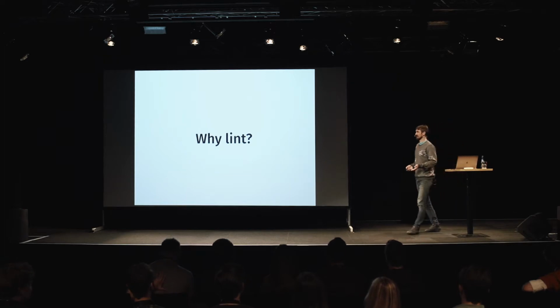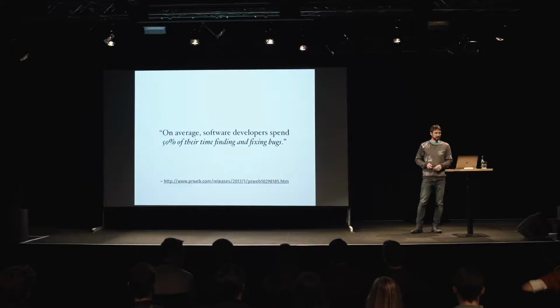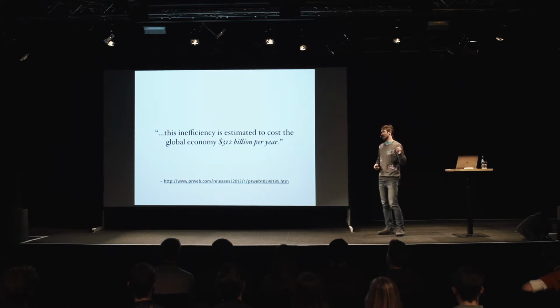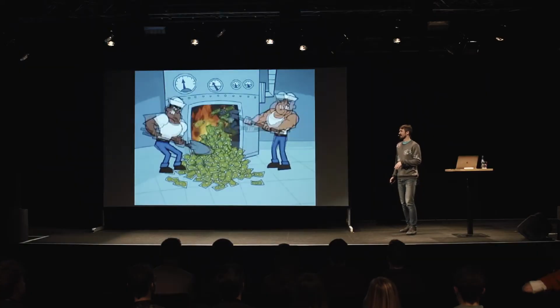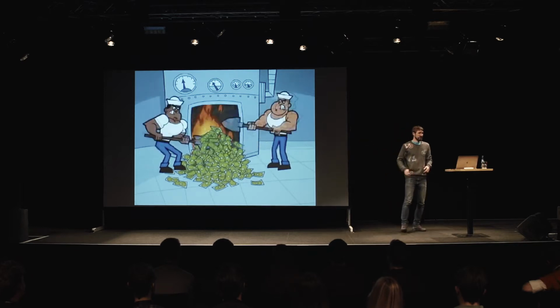So why should we do that, right? Why should we lint? This is kind of a definition that you could use to sell it to your boss. On average, software developers spend 50% of their time finding and fixing bugs. And there's research that proves that, I didn't make it up. This inefficiency is estimated to cost the global economy $312 billion per year. When I saw it, I was like, seriously? It's literally burning money. So if you don't lint, you're doing this.